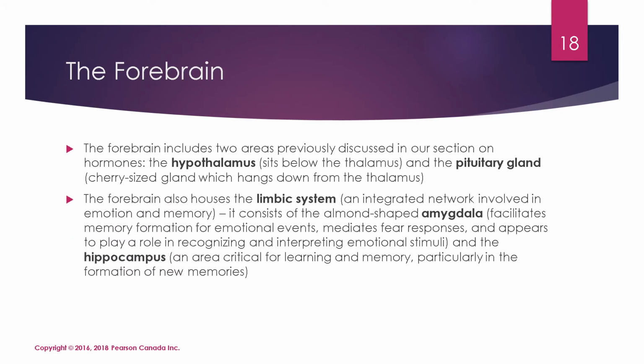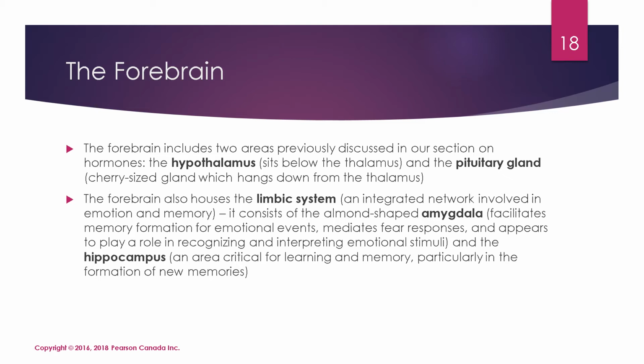The forebrain includes 2 areas previously discussed in our section on hormones. It has the hypothalamus, which sits below the thalamus, as the name would imply, hypo meaning below, and the pituitary gland, which is a cherry-sized gland which hangs down from the thalamus. And so that one, as we talked about, is kind of like that master gland within the endocrine system.